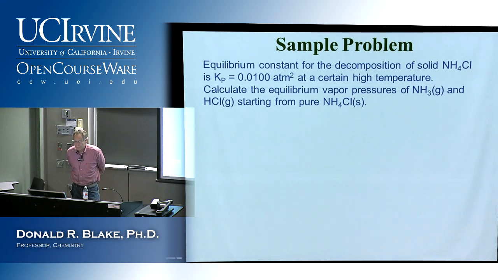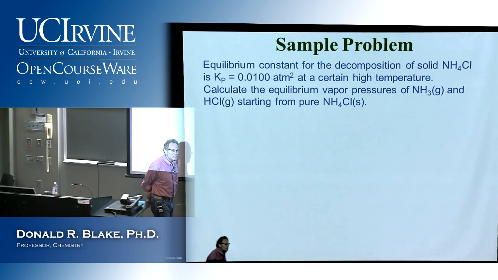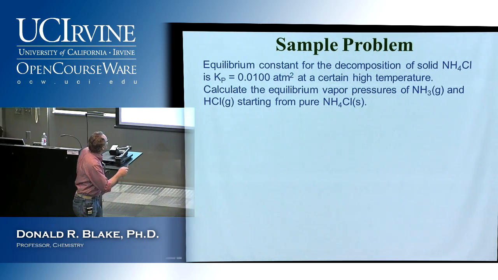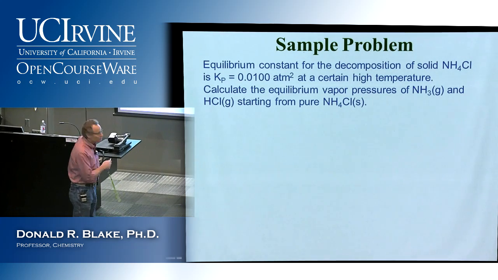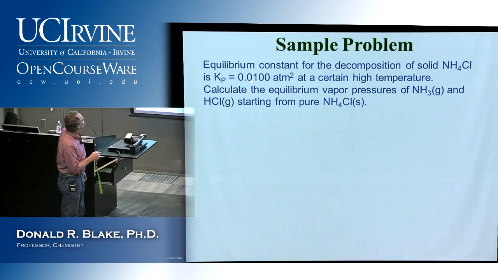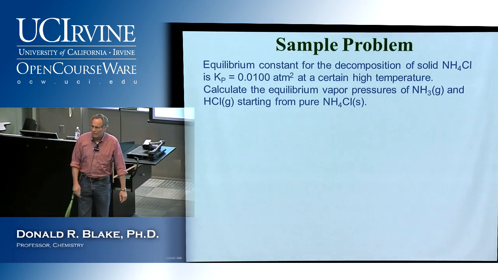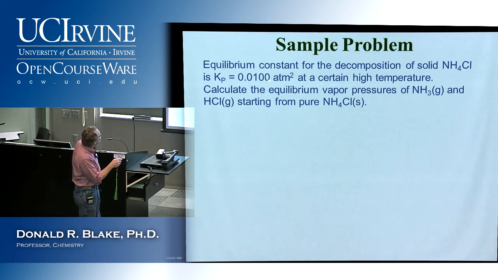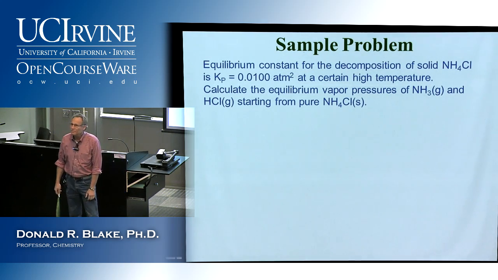Equilibrium constant for the decomposition of solid NH4Cl is Kp equals 0.0100 atmospheres. Folks, look at this question and tell me how many significant figures am I expecting you to give me? If I give you 4, somebody say 3? 4 sig figs, 1, 2, 3, 4. Okay, is what I'm expecting. If I hadn't put those 2 zeros there, then it would be 1 sig fig, okay?